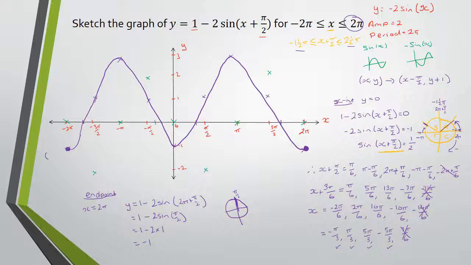We then label all of our key features. So our endpoints are key features. We need to label those. Label both endpoints. What are our other key features? Well, our maximum and minimum values. We've got a minimum occurring here at 0, negative 1. We've got a maximum here at negative pi on 3 and another one here at pi on 3.